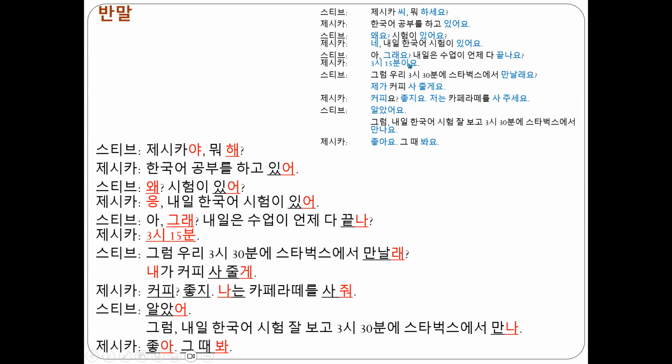Rather than 3시 15분이요, just use 3시 15분. 그럼 우리 3시 30분에 스타벅스에서 만날래요? Drop 요. 만날래? 내가 커피 사줄게요. Drop 요. 사줄게. 커피? 좋지요. 좋지. 나는 카페라떼를 사주세요. Dropping 요, 사주세요. No, no, no. 사줘. 알았어요. 알았어. 그럼 내일 한국어 시험 잘 보고 3시 30분에 스타벅스에서 만나요. 만나. 좋아요. 좋아. 그때 봐요. 그때 봐.